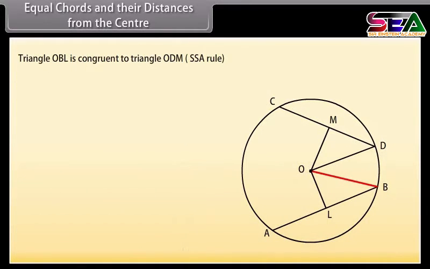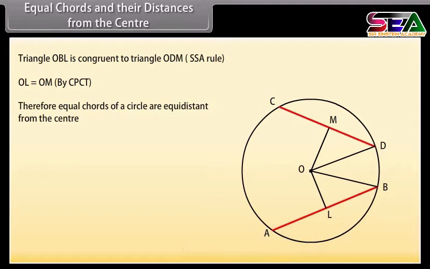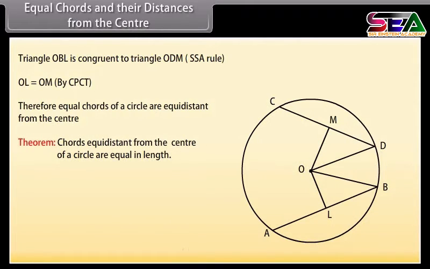Therefore, by RHS congruence rule, triangle OBL is congruent to triangle ODM. This implies that OL is equal to OM by CPCT. Therefore, equal chords of a circle are equidistant from the center. The converse of this theorem says that chords equidistant from the center of a circle are equal in length.